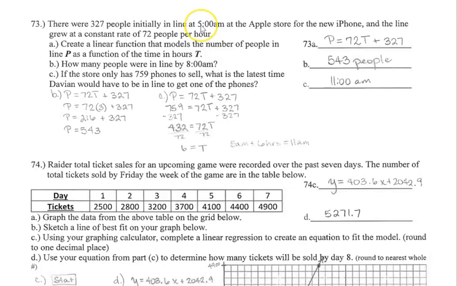All right, so 6 hours from 5 a.m. If you do 5 a.m. plus 6 hours, that's going to give you 11 a.m. So you'd have to be in line by 11 a.m.